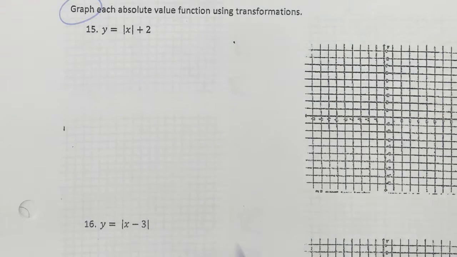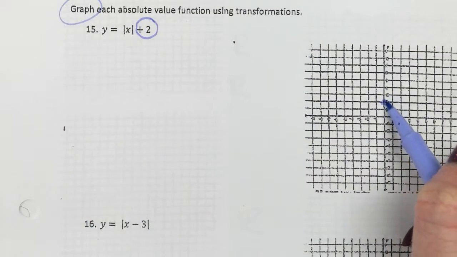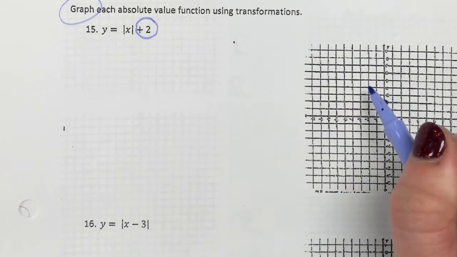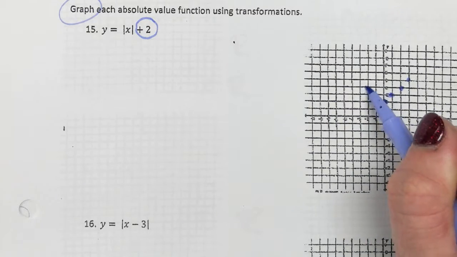Alright, Noah, what did this guy tell you right here on 15? Go up 2. There you go. Alright, and then Isaac, from this point, because it told me to go up 2, how do I get my other points? There you go. You gotta go on both sides, right?